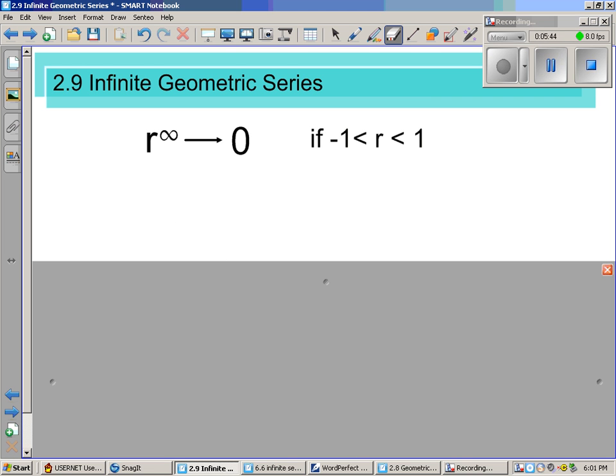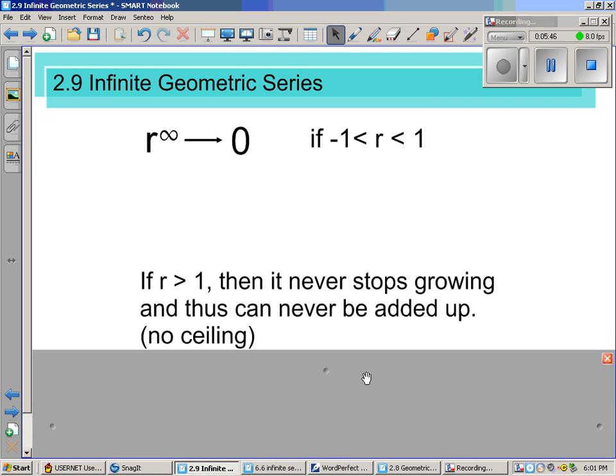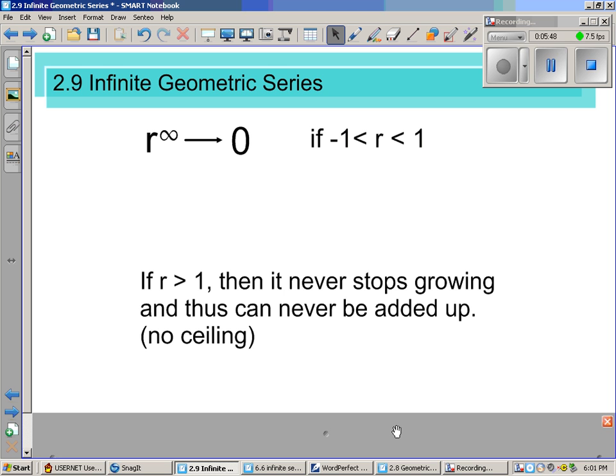Now, there is something else that happens. If that ratio is bigger than 1, then it never stops growing and thus can never be added up. We say that there's no ceiling on it. Ceiling means it's contained. Well, this will never be contained. So the first one's an example of the frog jumping on the log half of the distance. The other is the frog doubling.